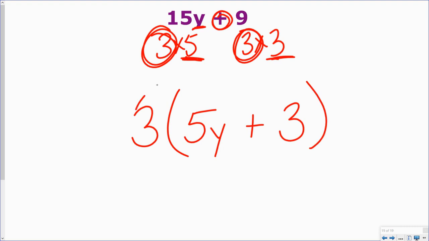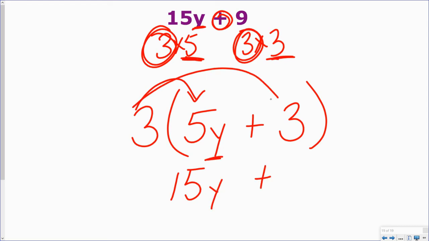And so then I can check. 3 times 5 is 15. And again with the y. Plus 3 times 3, which is 9. So again, this is the same as this. So I know that I have done this problem correctly.